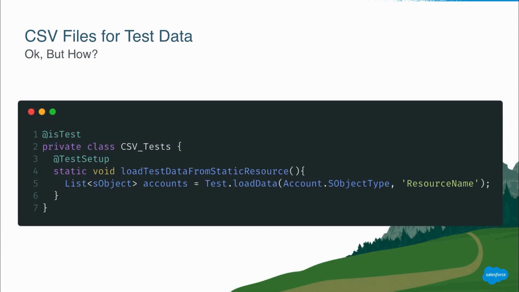Here's a test setup method. That test setup method is an annotation. Test setup methods are run before every test, and they greatly accelerate things for a number of reasons, but they run before every test. So here in my @testSetup method, I'm going to load my data from the CSV, and then all I have to do is tell it this is an account CSV, and then give it the name of the static resource.